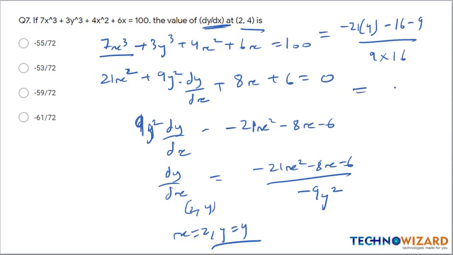Now on solving this, you will get the answer as minus 53 upon 72. This will be plus 9y square. Remember this. Okay. This is plus 9y square. Minus 53 upon 72 will be the correct answer. Option B.